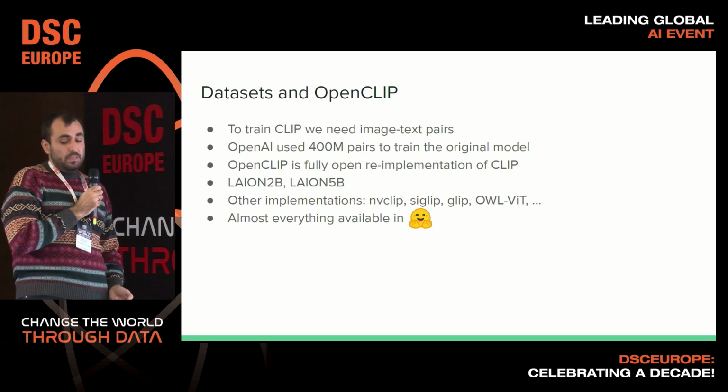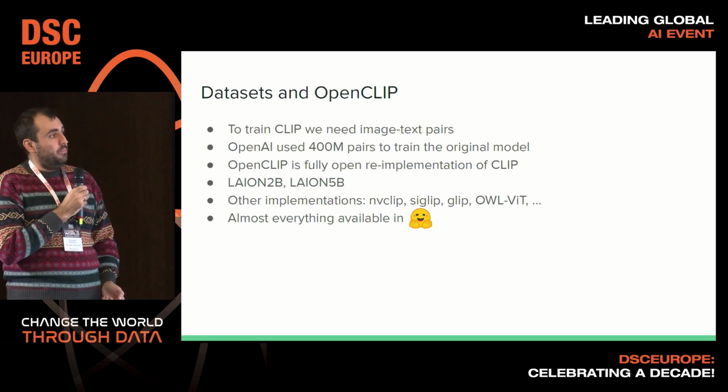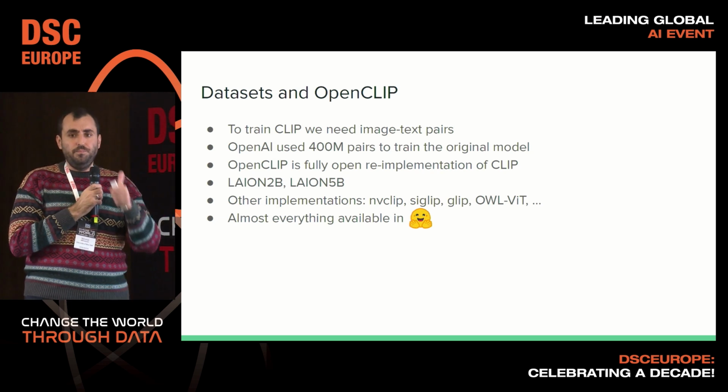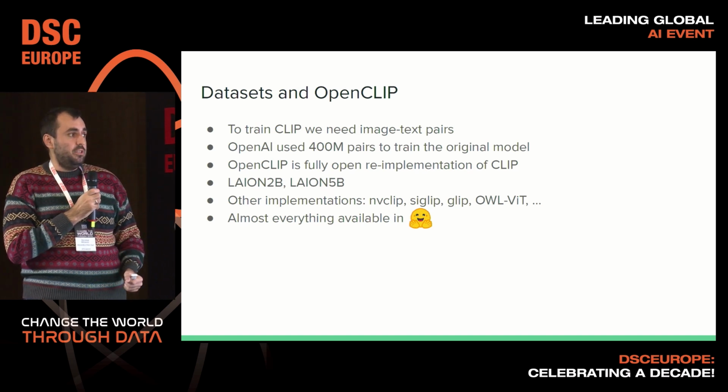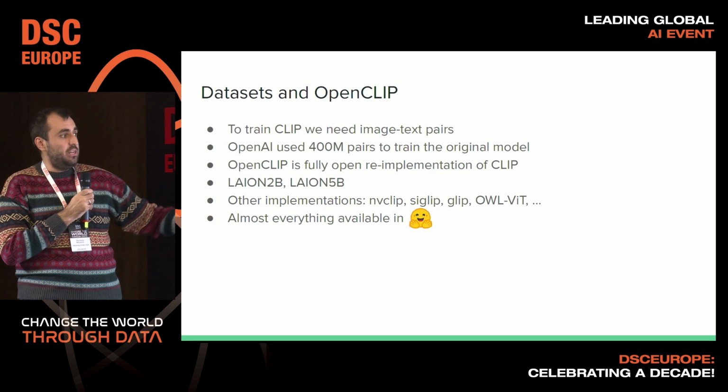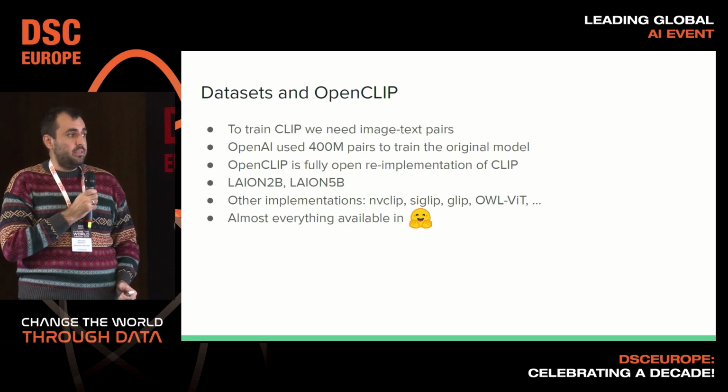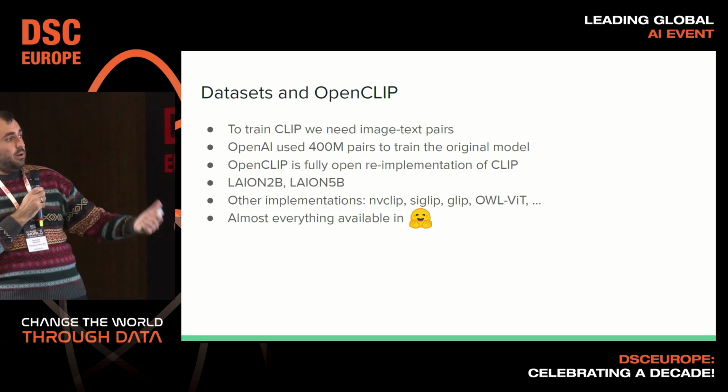A little bit about data sets. Like we said, to train CLIP, we need image and text pairs. OpenAI used roughly 400 million pairs to train the original model. There are now larger data sets.